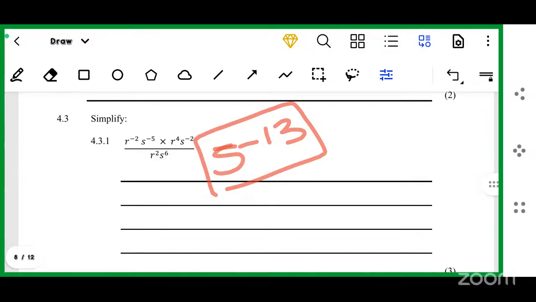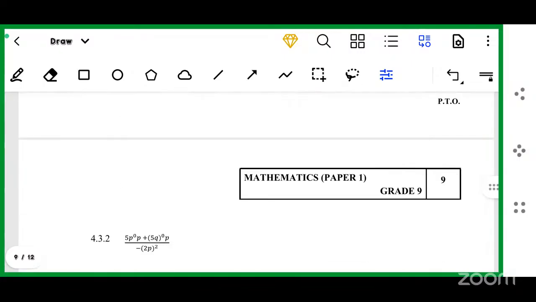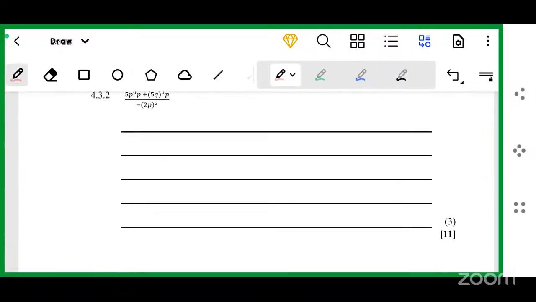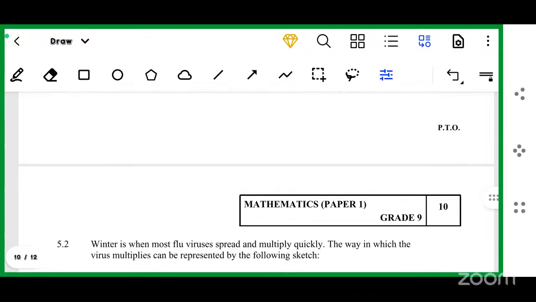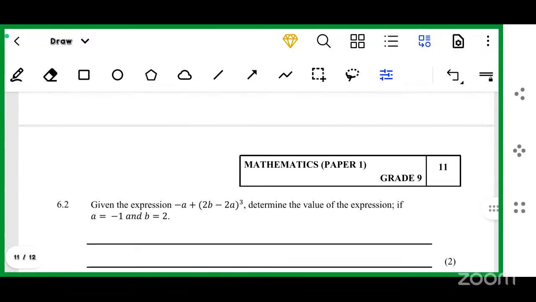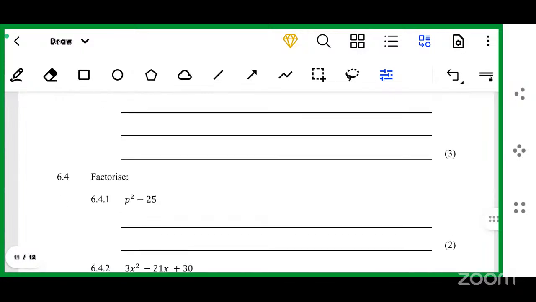I'm done, ma'am. Okay, so what was our final answer? -3/2p. Okay, I like the sound of that. It's also correct. We've run out of time, so I'm going to share these with you so that you can do questions 5, 6 and 7.